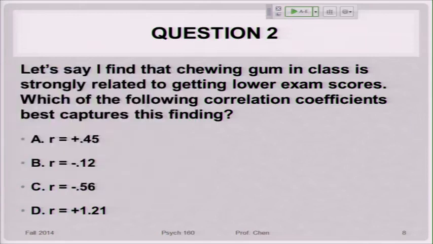And you chose 0.56 instead of 0.12, because 0.12 what? It's not a very strong relationship, and I said it was a really strong relationship, okay? For those of you who chose an answer other than negative 0.56, review this again, okay? Because this is basic, you should know this, okay?